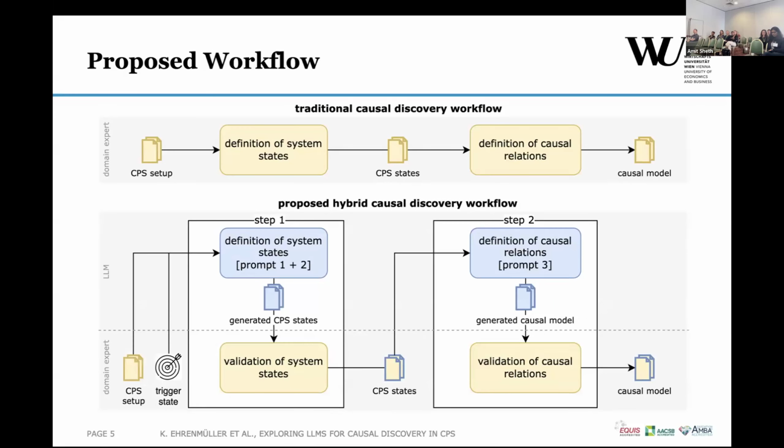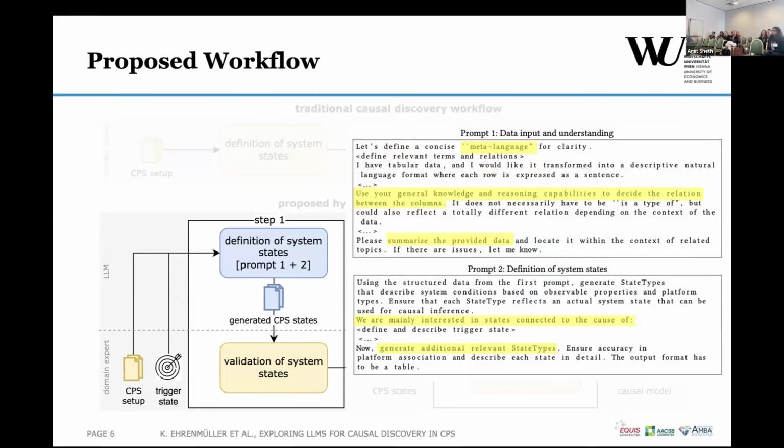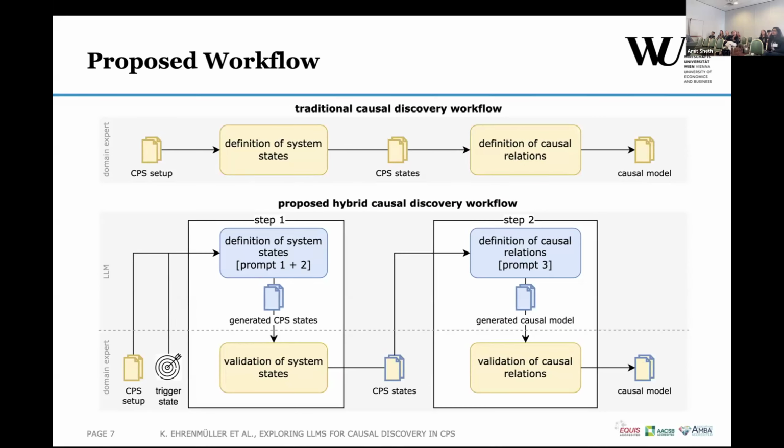So for our use case we define a hybrid workflow where we use the setup of the system plus some trigger state that the expert tells us they're interested in, and we ask the LLM to define system states in a first step. Here we have two prompts. The first one inputs the data and makes sure the LLM can rephrase and explain what it understands about the data. In the second prompt, we ask it to define the system states, which are the generated cyber-physical system states. They are given back to the expert to validate, to say, okay, these are system states that actually make sense.